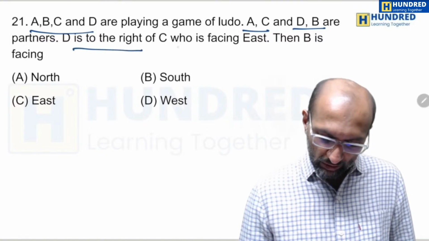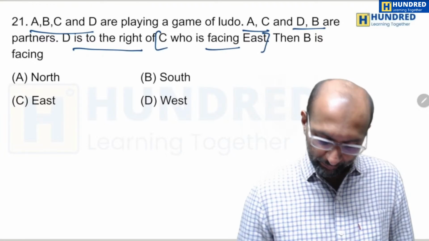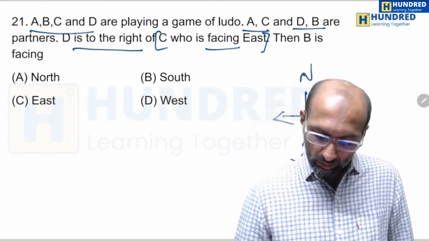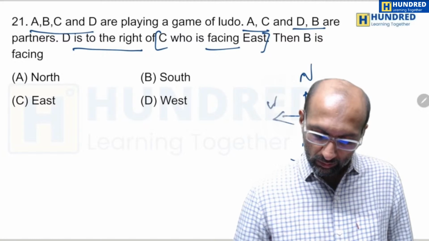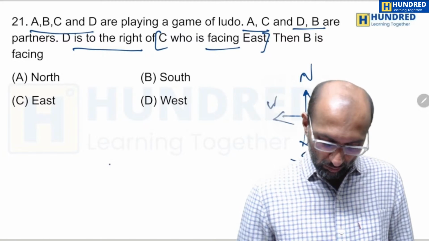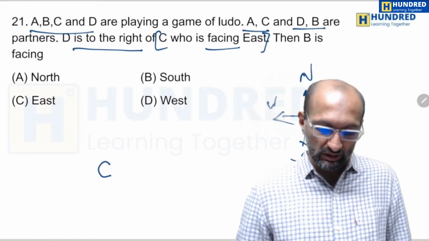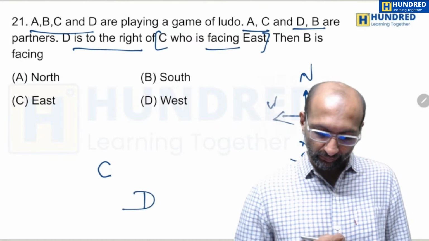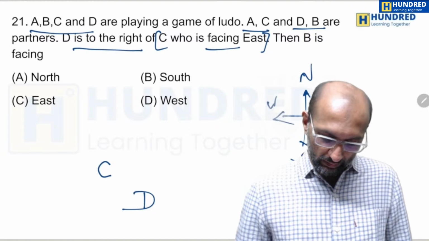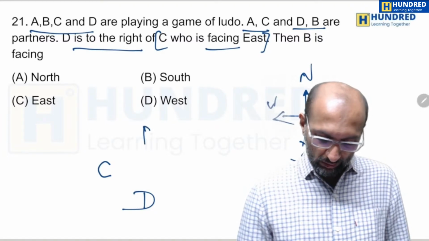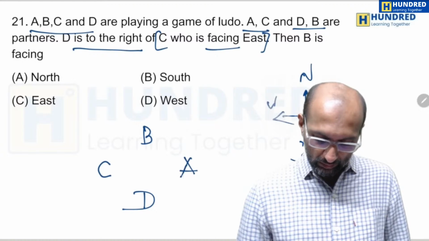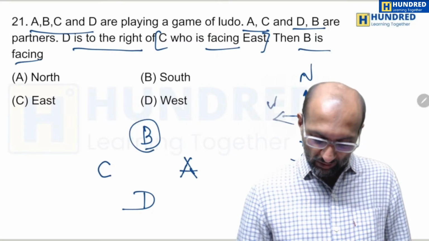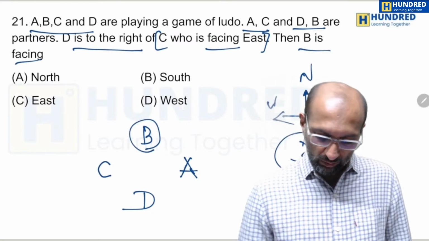Okay, so now D is to the right of C, who is facing east. C is facing east. So we saw north, south, east, west, north, south, facing east. So C is sitting here, who is facing east, and D is to the right of C. So D is here. Correct? D and B are partners, so B is here, A is here. So then B is facing what direction? B is facing D, which is south, so south is the answer.